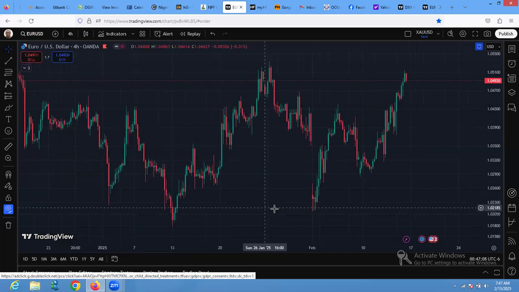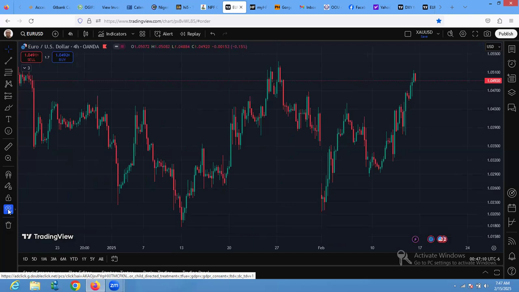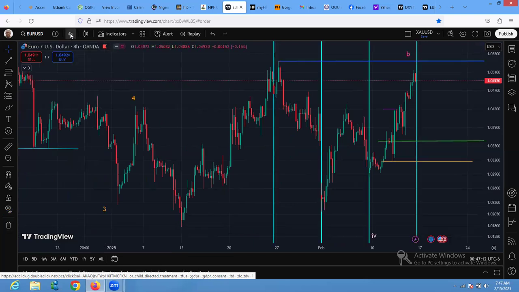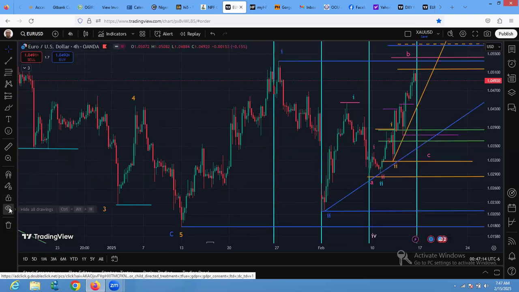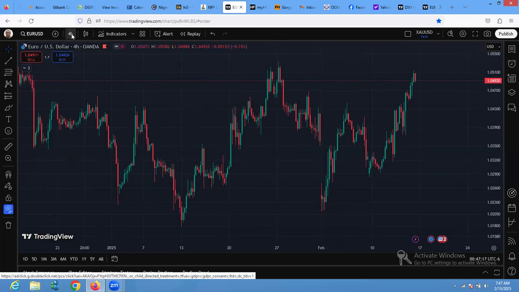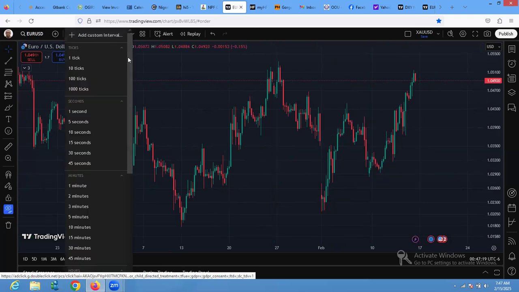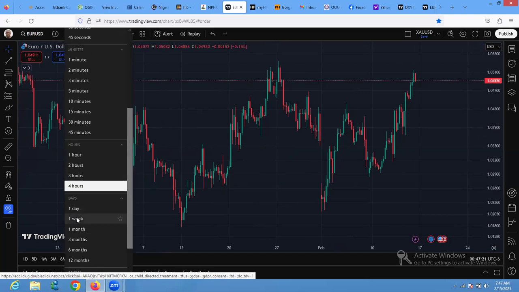Now let's go to New Zealand dollar. I'm taking too much time now. New Zealand dollar on the weekly time frame.